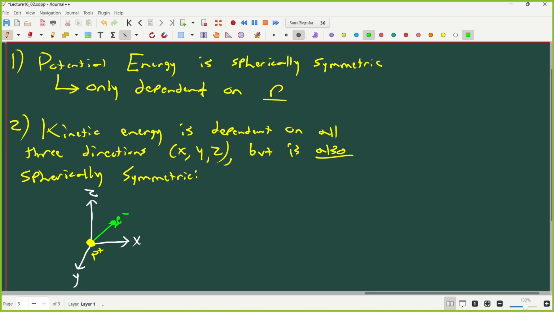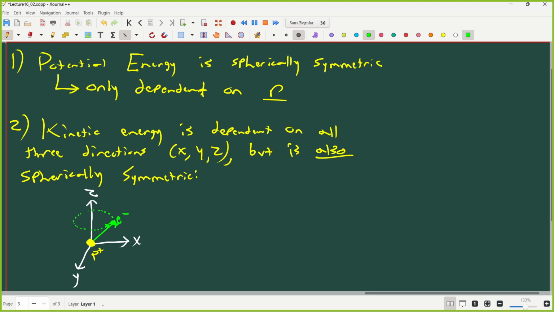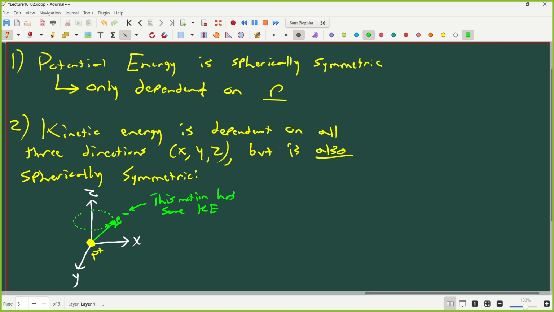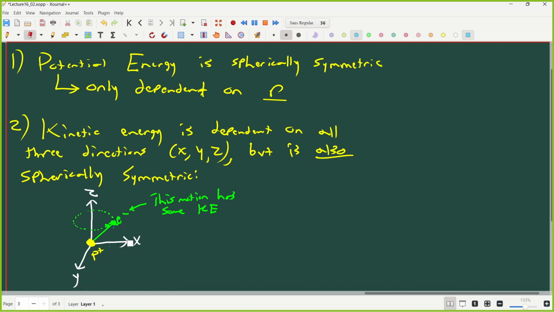Let's say, for instance, I have the electron on some trajectory around the z-axis. What if I have the electron orbit the z-axis like this? All right, so this motion has some kinetic energy. We don't need to calculate it. We can calculate it later, and we will. But let's just say it has some kinetic energy, and that kinetic energy is different than if it goes around the x-axis in the same direction. Well, actually, let's not say that yet.